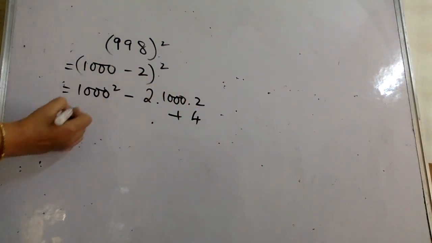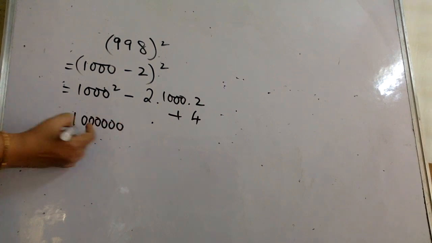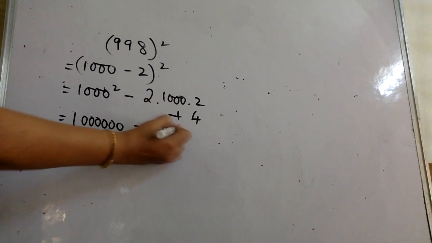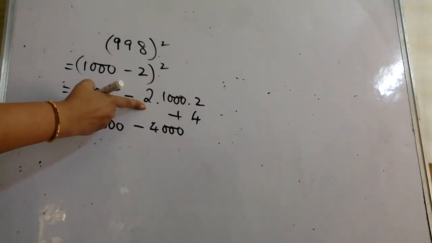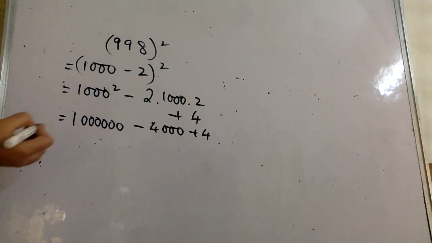4 is a 2 square. 1 and 6 zeros, because there is a square of 3 zeros, minus 4000. Okay, this is 2 into 2, 4, 4000 plus 4. Okay, so what is the answer now?